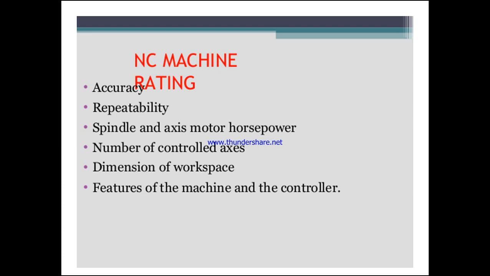When we talk about numerical control machines, the rating covers accuracy, repeatability, spindle and axis motor or horsepower, the number of controlled axes, dimension of workspace, features of the machines, and the controller. Accuracy is higher and repeatability is better when we compare with NC. Spindle speed is higher, in different axes we can have motor rotation, we have a number of controlled axes, and the workpiece dimension is bigger. Different sizes of workpiece can be handled in NC machines.